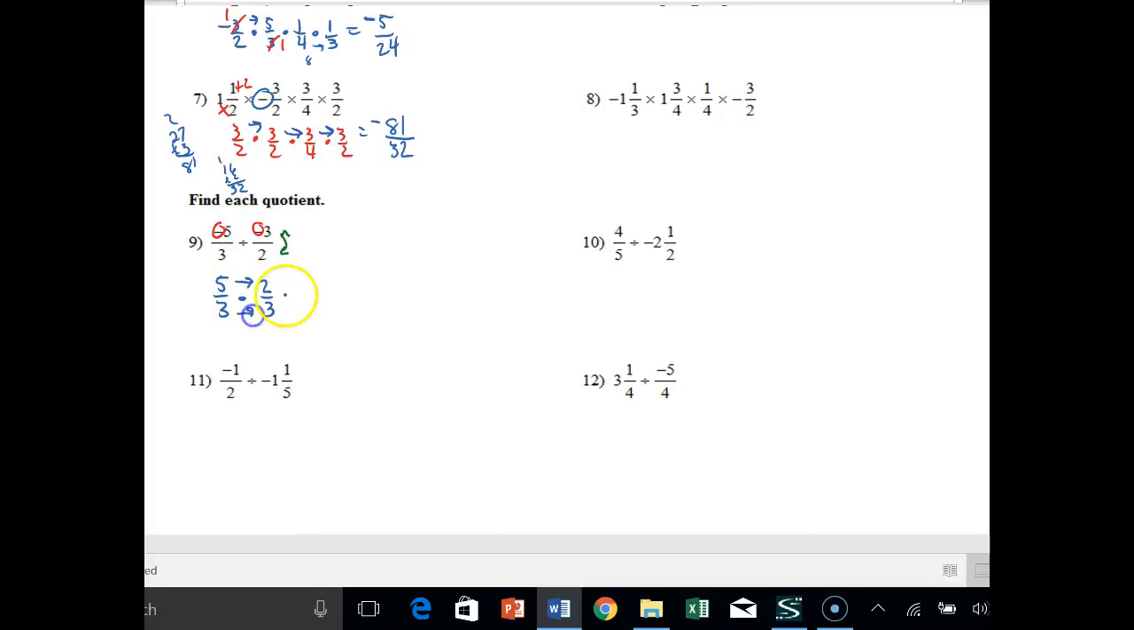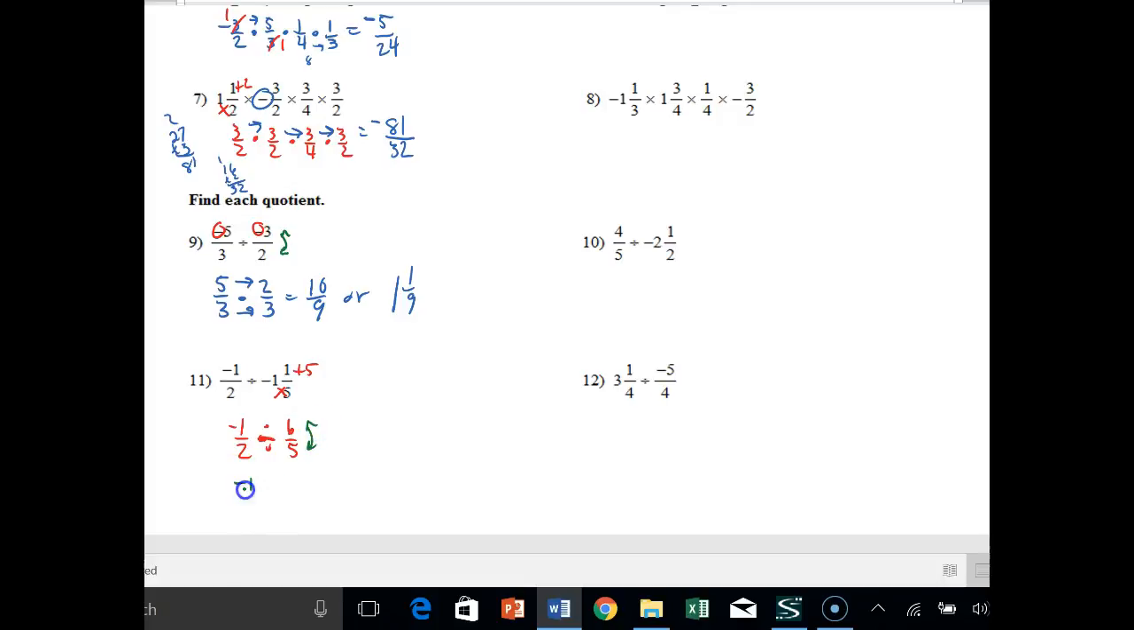And then when I multiply straight across, I get 10 over 9, or 1 and 1/9, because 9 goes into 10 one time with 1 left over. And my answer is positive. Why? Because I had 2 negatives. So for number 11, remember, mixed number, gotta change it to an improper fraction first. So that's negative 1 over 2, still divided by, because I want to show you guys actually flipping it, 6 over 5. And now let's remember to flip the second fraction.